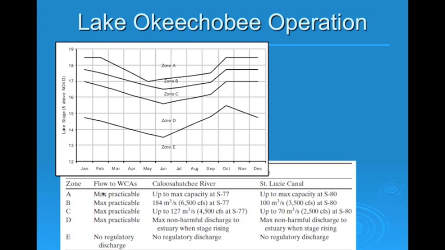One to the water conservation areas, and if you recall, this is the flow southward of the lake. The Caloosahatchee River, this is the western release, and the St. Lucie Canal, this is the eastern release. So depending on where you are, these are essentially the rules through which water gets released from the lake. This was data that was provided by the South Florida Water Management District and that was coded into the system dynamics model.